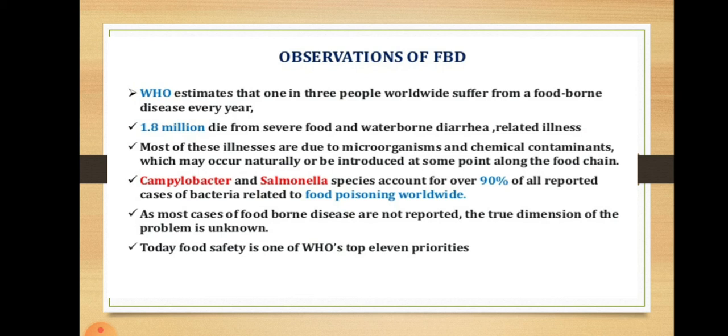Campylobacter and Salmonella species account for over 90% of all reported cases of bacteria related to food poisoning worldwide. As most cases of foodborne diseases are not reported, the true dimension of the problem is unknown. Today, food safety is one of WHO's top 11 priorities.